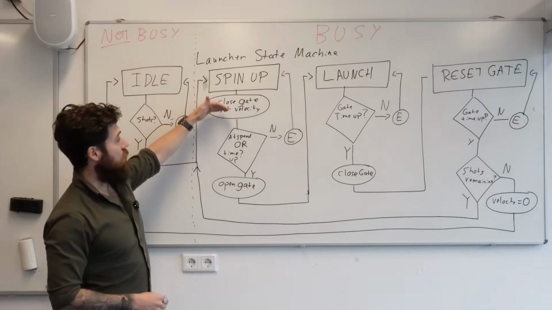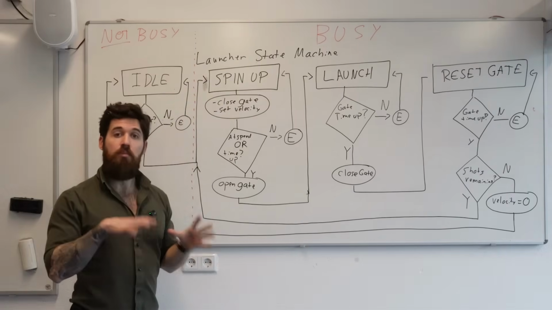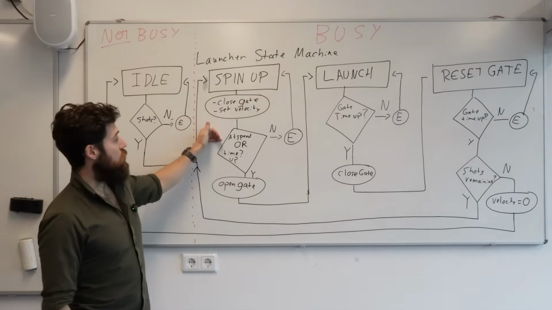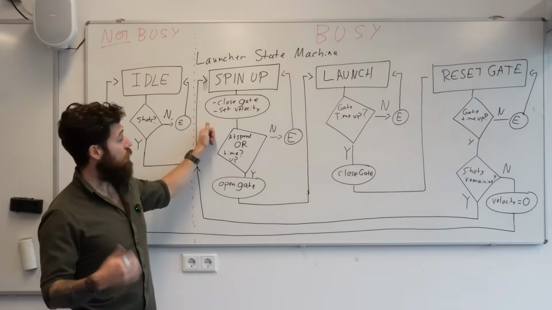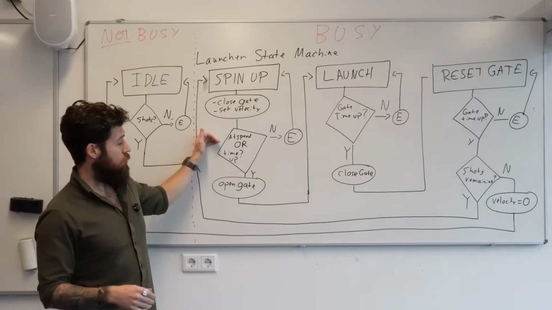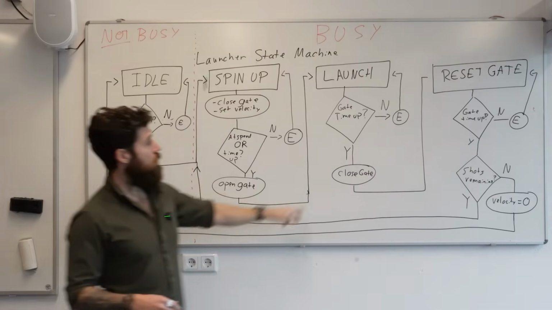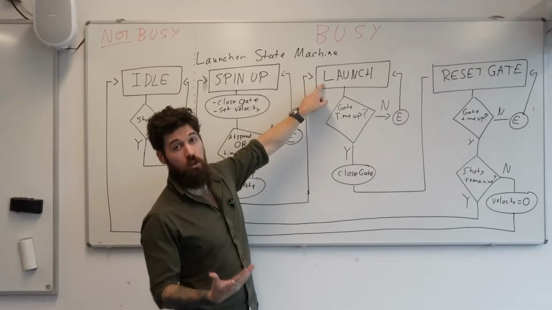We again close the gate, set our velocity. So we just keep and hold those things where we are. Then we check, are we at the speed or is our time up? If either of these are true, we should open up the gate and then transition up to our launch state.